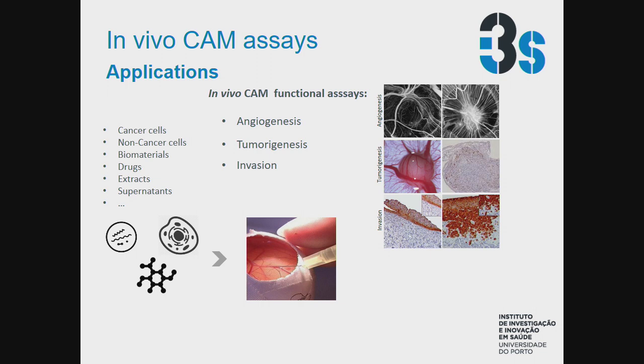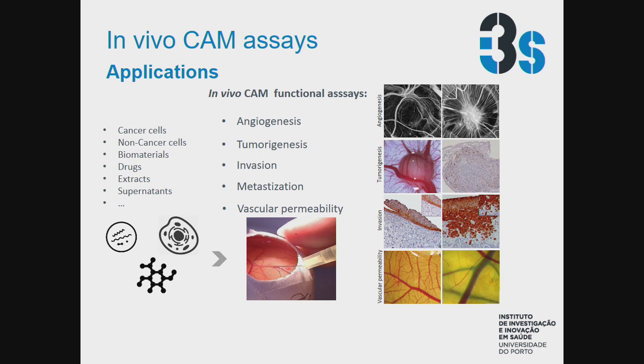And the CAM has a three-layer structure with epithelial and mesenchymal cells, and it mimics very well the microenvironment that the cells would encounter. So here you see a cell line that is invading the CAM compared to its control. You can also evaluate metastasization, so the ability of cells to go from the inoculation site to a distal site in the CAM, or the organs of the embryo.